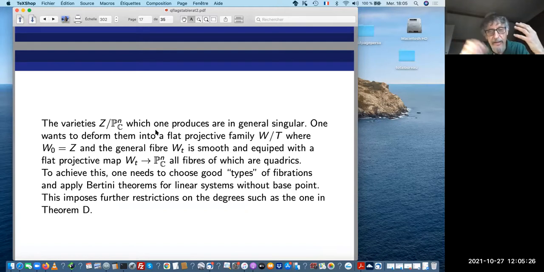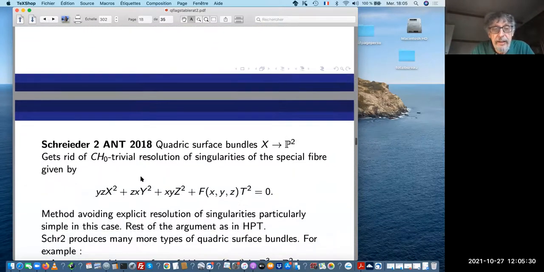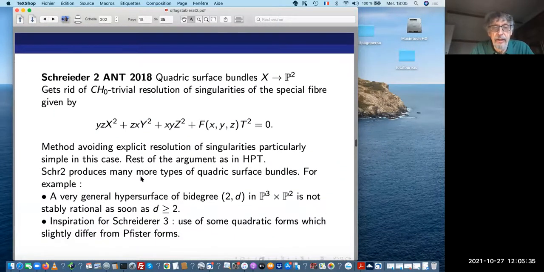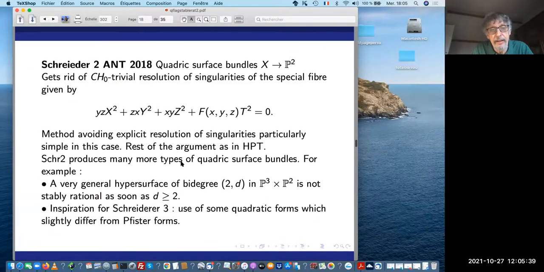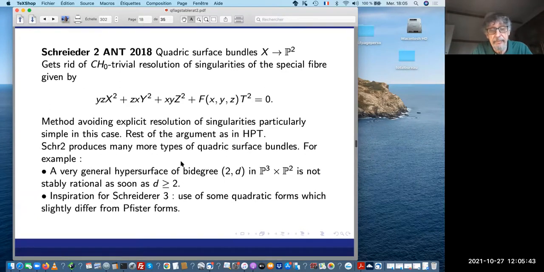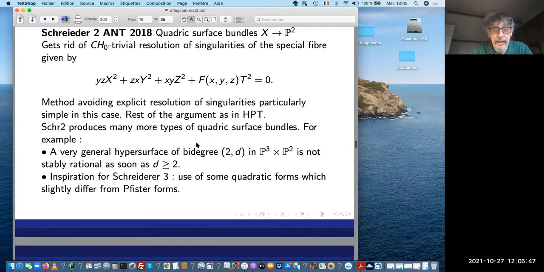It is a big generalization of what Hassett-Pirutka-Tschinkel had done. In fact, he came back to this Hassett-Pirutka-Tschinkel example, and so he avoids residual singularities. Again, this is rather easy to do in that case. In fact, I've written papers explaining that in very simple cases. Okay, and so what he gets in the end is that a very general hypersurface of bidegree (2,D) in P^3 x P^2 is not stably rational as soon as D is at least 2.